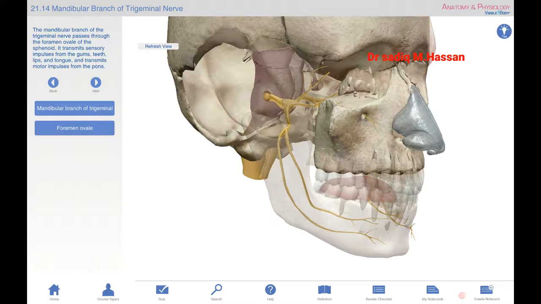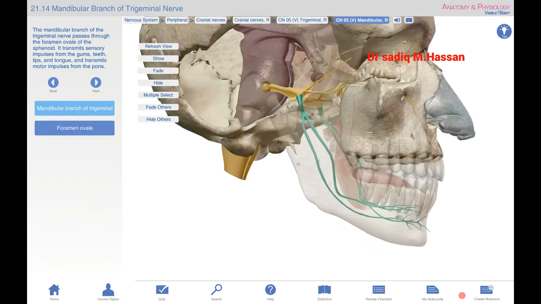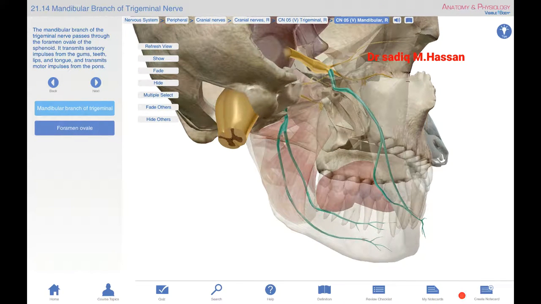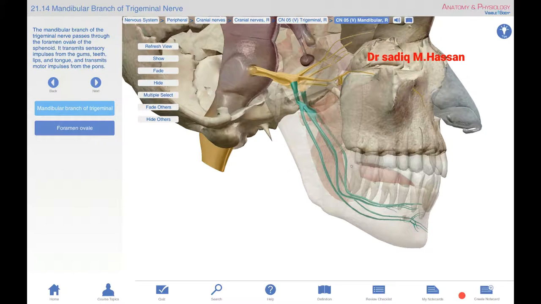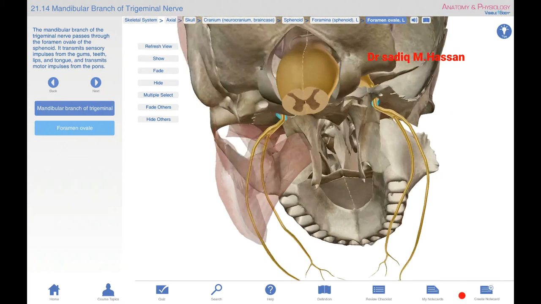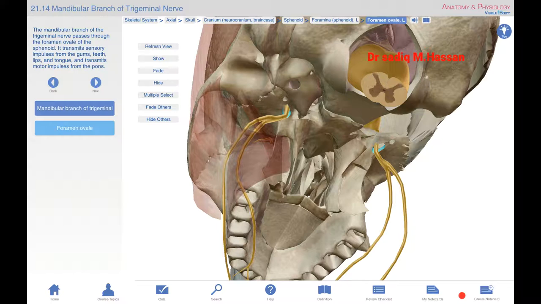Now we reach the mandibular branch. This is the mandibular branch, the lower branch, as we see clearly here, as it goes into the mandible. All this structure is the mandibular bone. So where does it exit? It exits through the foramen ovale.